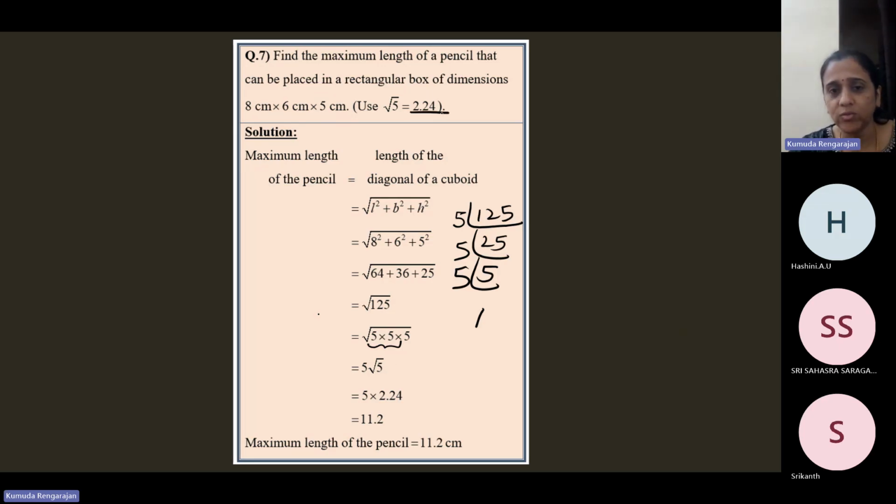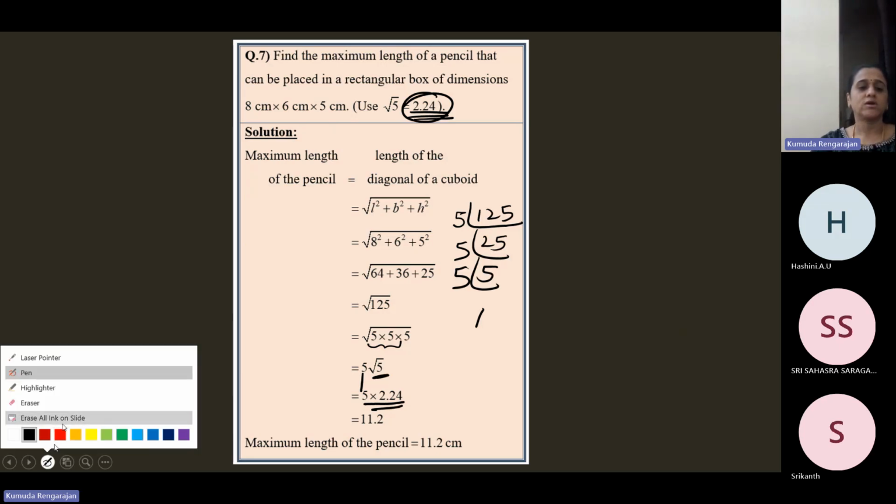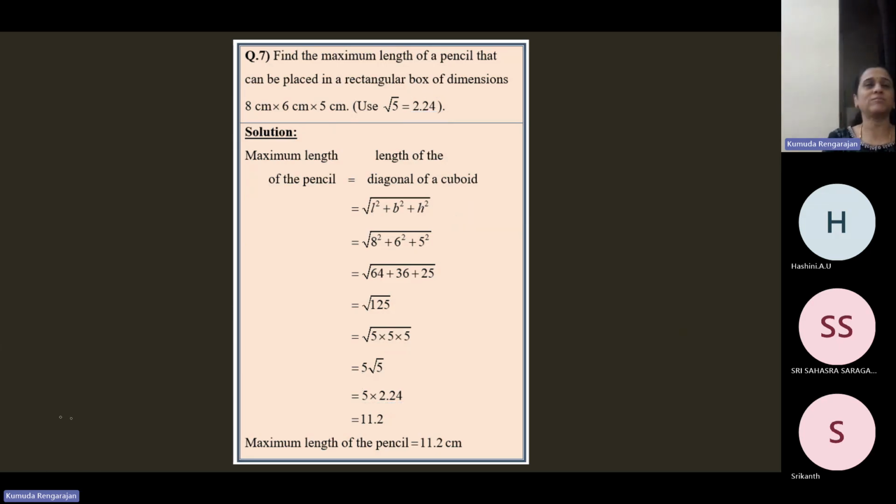But we are given the value of square root of 5. It's 2.24. So 5 into 2.24 is 11.2. So the maximum length of the pencil is 11.2 centimeters. And you cannot keep it straight, you should keep it diagonally. That would be a little bit smaller or bigger, because 2.24 is not the exact square root, but approximately it is.